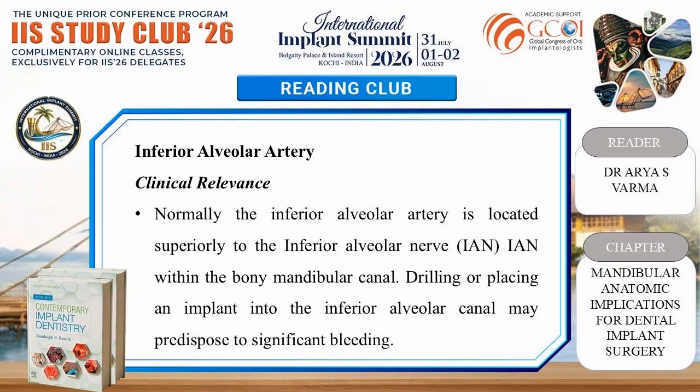Inferior alveolar artery. Clinical relevance. Normally, the inferior alveolar artery is located superiorly to the inferior alveolar nerve within the body mandibular canal. Drilling or placing an implant into the inferior alveolar canal may predispose to significant bleeding.